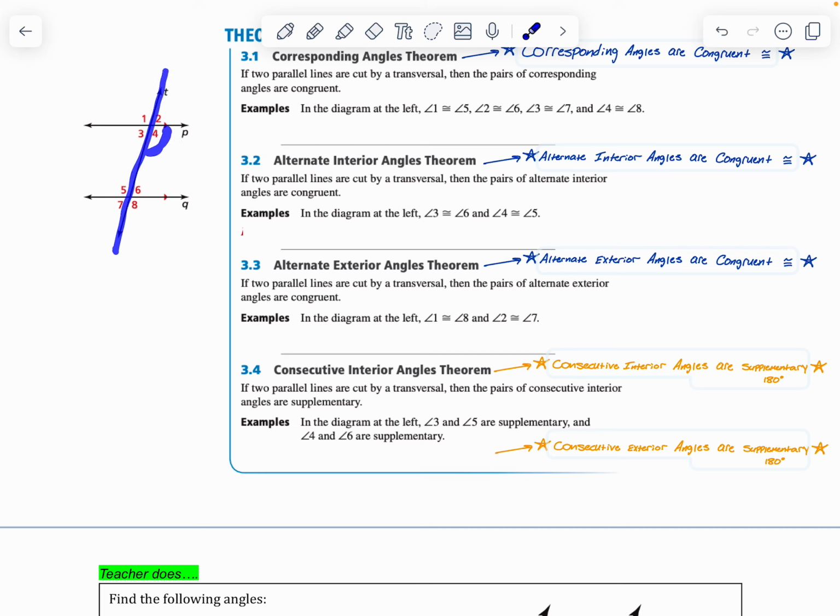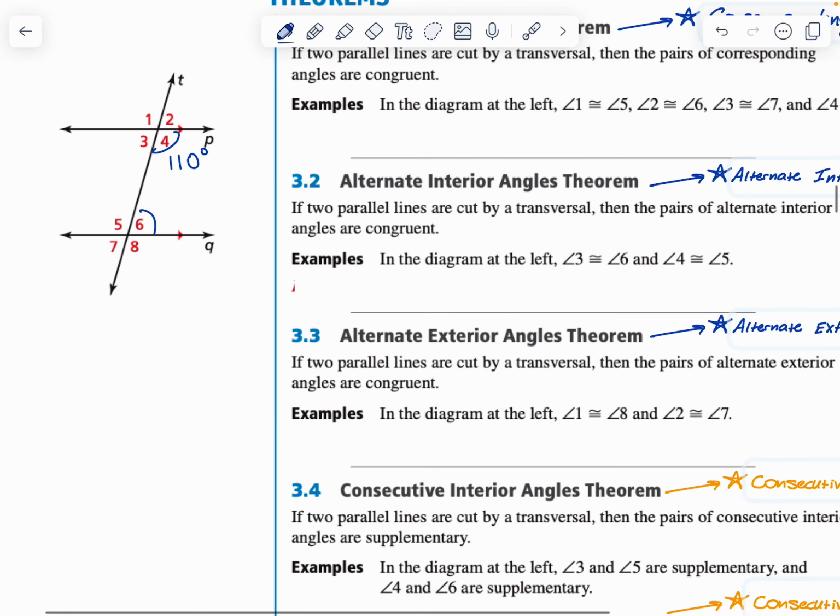So angles 4 and 6 would be consecutive interior angles. If angle 4 was 110 degrees, let's draw that a little better, if angle 4 was 110 degrees, what would angle 6 have to be? I know some of you probably just immediately thought 110, but angles 4 and 6 are supplementary, which means they add up to 180, which would make angle 6 70 degrees.